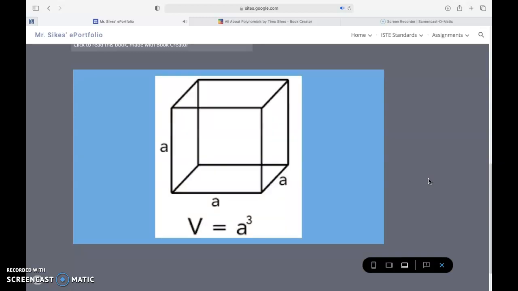Let's talk about volume. Volume is in the third dimension, so we must respect the variable of depth. In the above photo, you can see that there is a height of A, a width of A, and a depth of A, giving our volume A cubed.